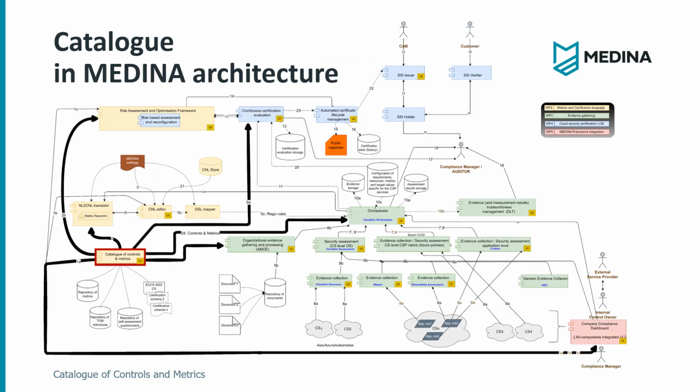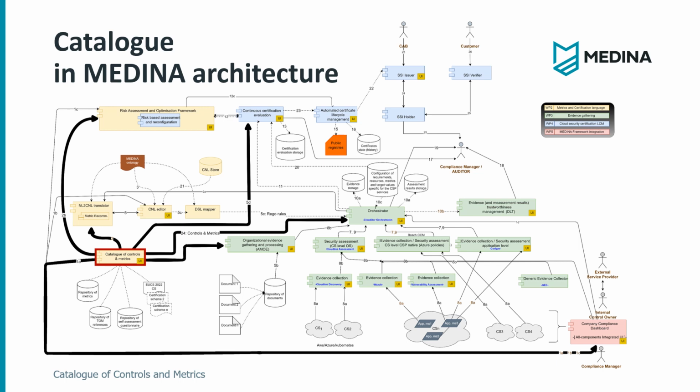This is a diagram of the MEDINA framework architecture, which we will not explain in detail. On the left side, you can see the catalogue, highlighted with a surrounding box. The databases below contain the EUCS controls and requirements, the metrics, and questionnaires. The thick black arrows coming out from the catalogue represent the information exchanges, which flow to other MEDINA tools.